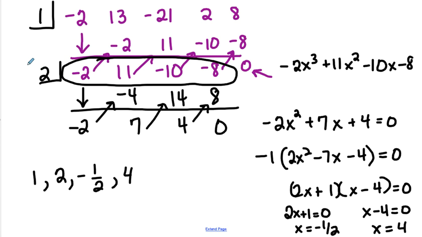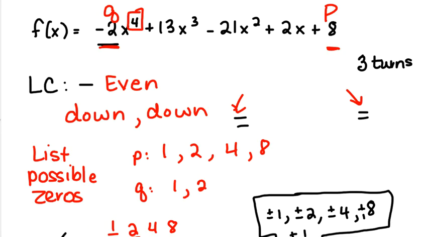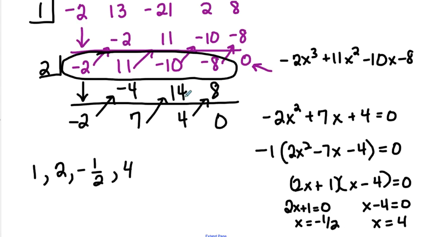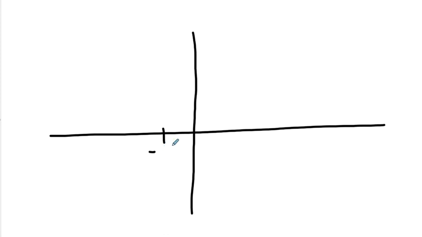All right, so I'm going to go to a graph. I'm going to make a graph here. And I think I had negative 1/2. Let's just check. Negative 1/2, 1, 2, and 4. Okay. Negative 1/2, that would be right about here. 1, 2, and 4. Those are my zeros. Let me put those in red.